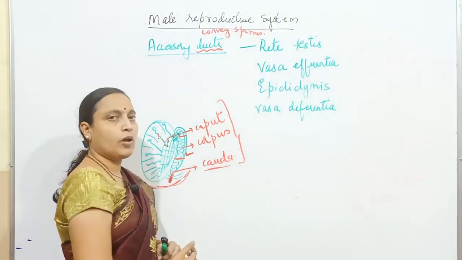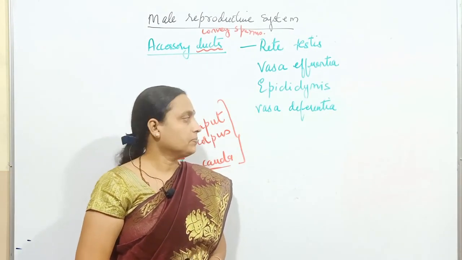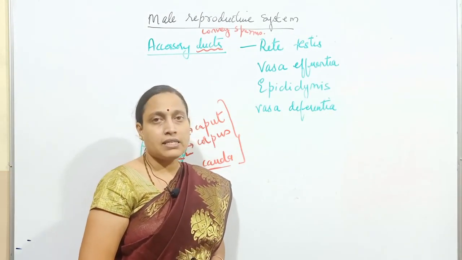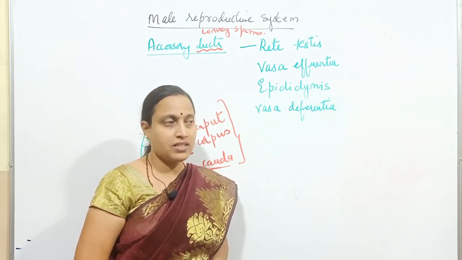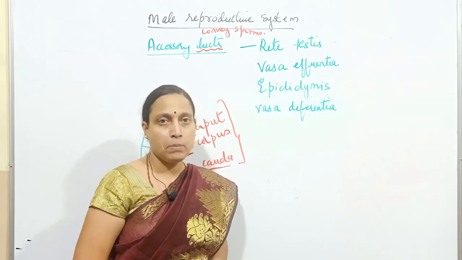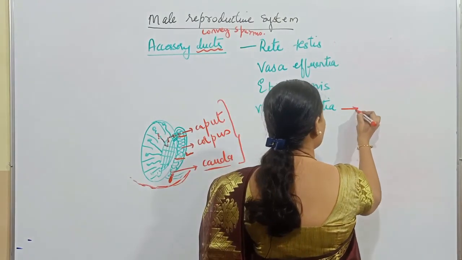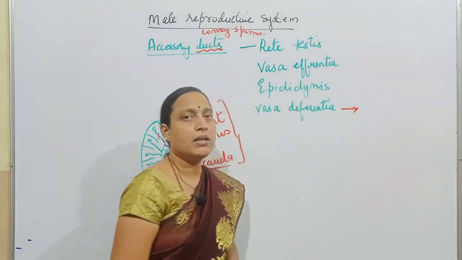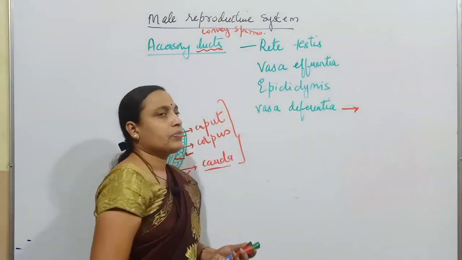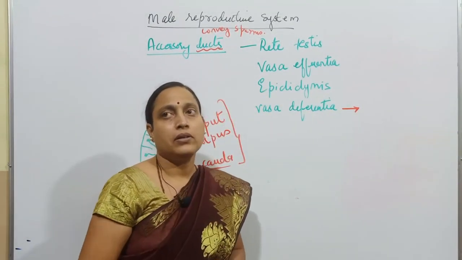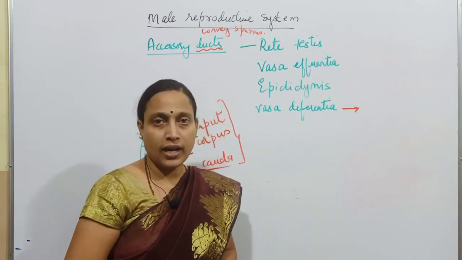Then arising from epididymis is the next accessory duct, and that is called vasa deferentia, or vas deferens also it is called. It's just a matter of singular and plural. So the next duct is vasa deferentia, which will arise and ascend up, pass through the inguinal canal and take a loop around urinary bladder.